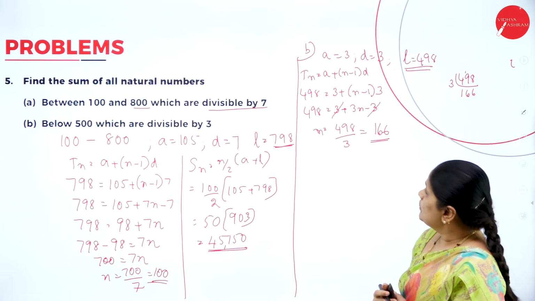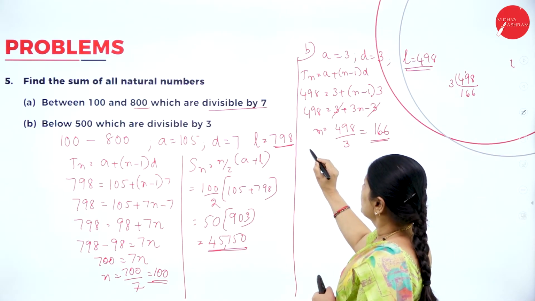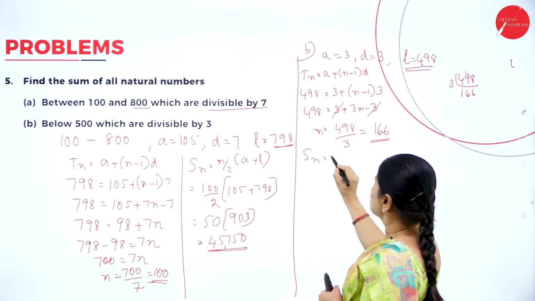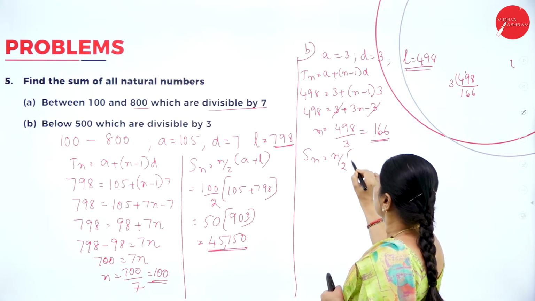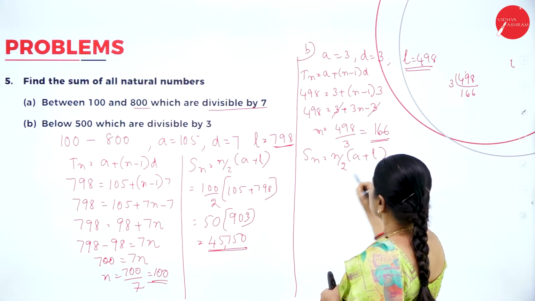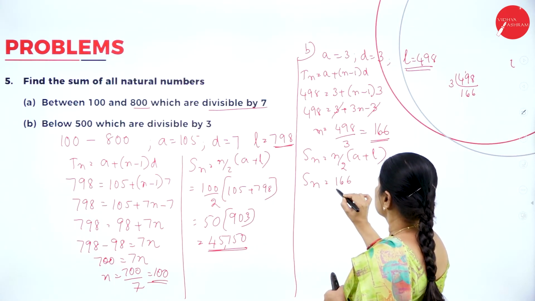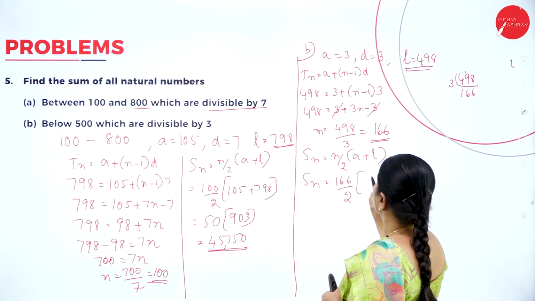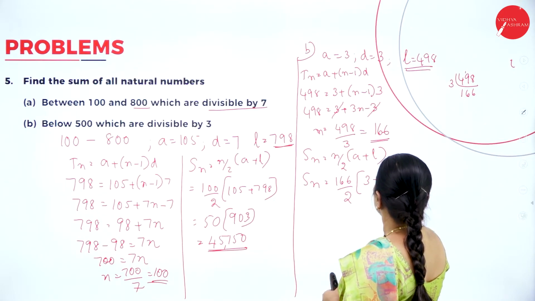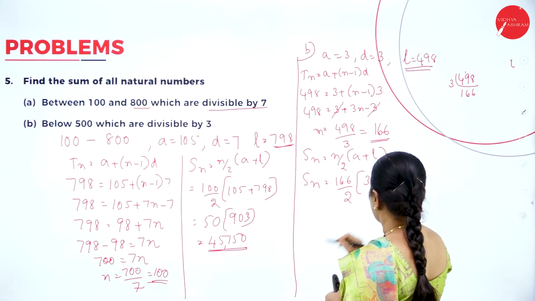So n equals 166. Now we have to find Sn equals n by 2 into a plus l. So Sn will be 166 by 2 into 3 plus 498.